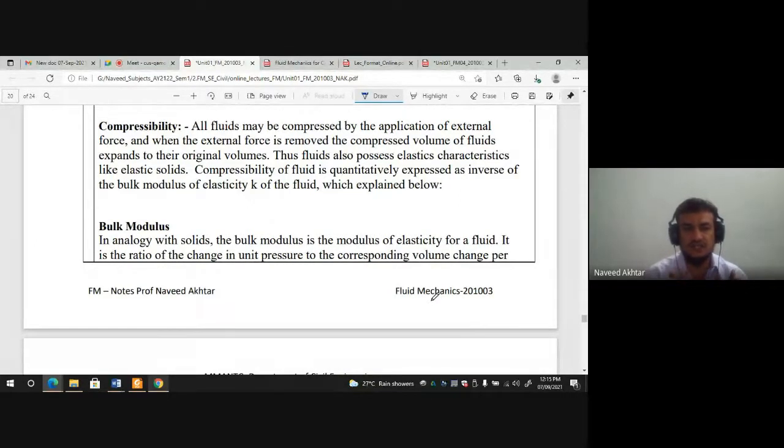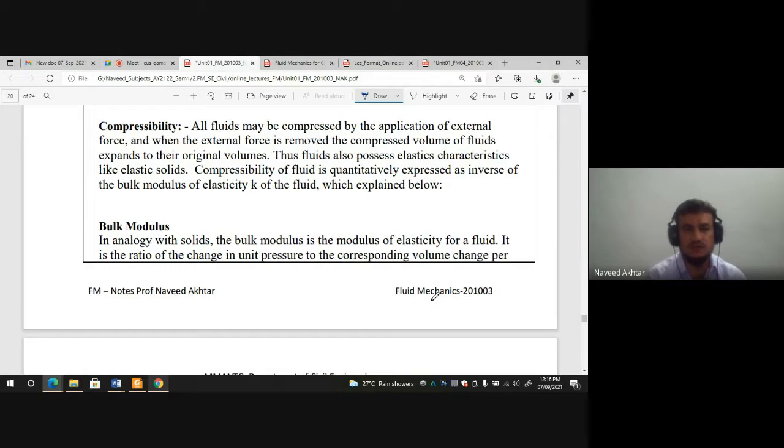So when the external force is removed from the compressed volume of fluid, it may be liquid or gas, then it expands and comes to its original volume. The fluid also possesses elastic characteristics, like an elastic solid. जैसे कि हम लोग ने एक elastic body का example देखा solid body का. So compressibility of fluid is quantitatively expressed as the inverse of bulk modulus of elasticity.